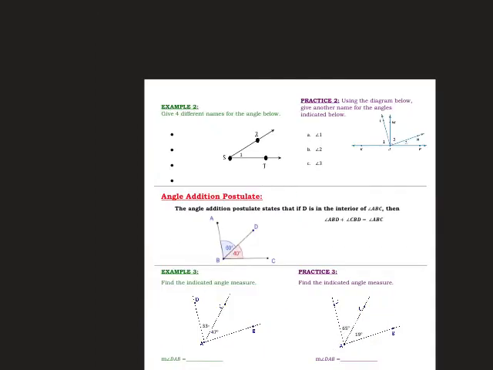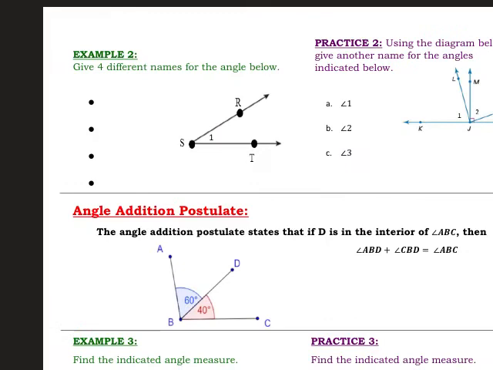Who can give me a name of this angle? What would be one name for this angle? RST. And if we call it RST, we can also call it angle TSR. There is just one angle there, right, William? So I can call it angle S. And there is a number, so I can also call this angle 1.